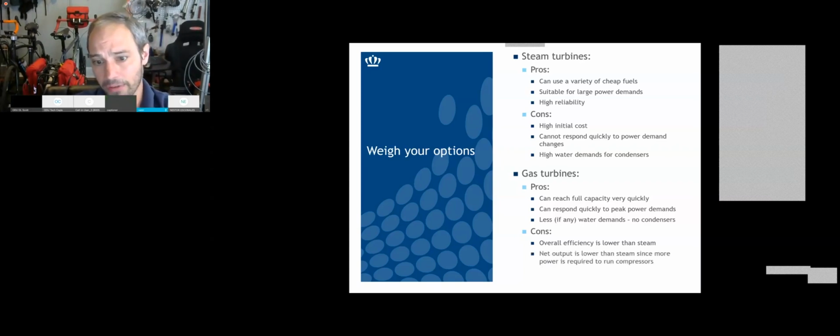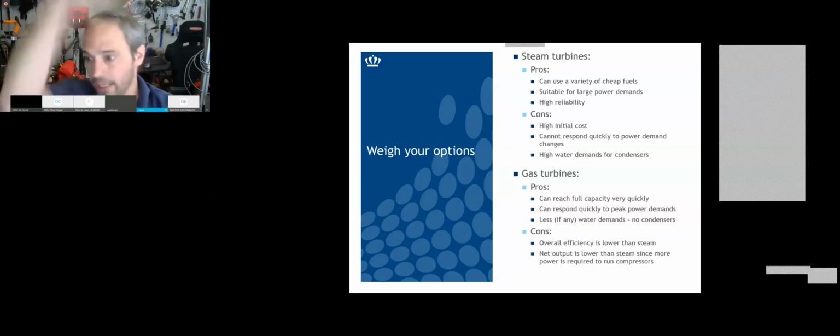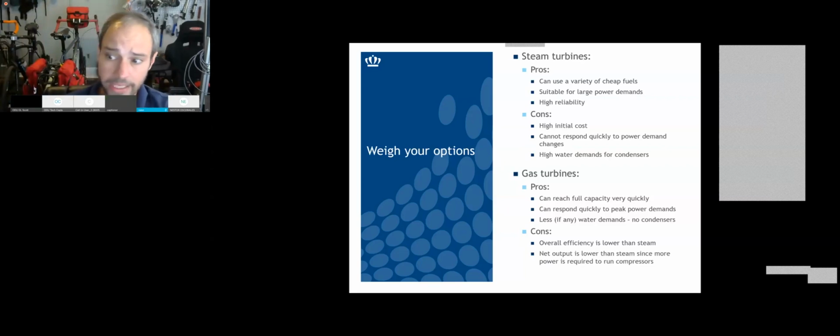Cons: the net work output is lower than steam power plants. The main reason for that is, in a steam power plant, the work required to pump the feed water, what we call the liquid water coming out of the condenser going into the boiler, we're feeding the boiler with the water. We have to get up to the boiler pressure, which is much higher than the condenser. It doesn't take a lot of work to compress a liquid, so you don't need that much pump work in.